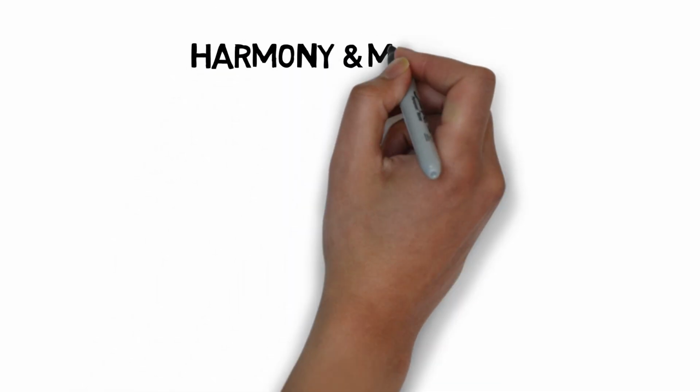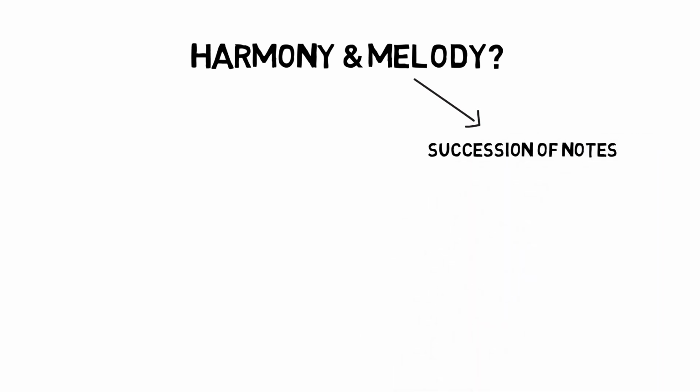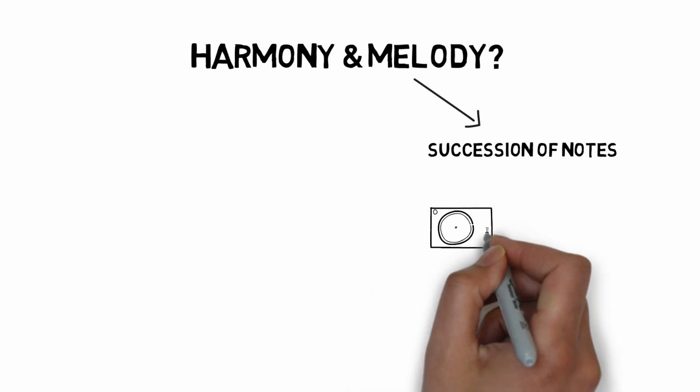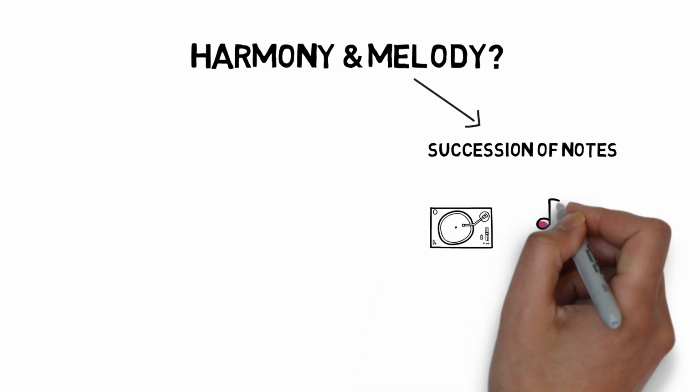What is melody and what is harmony? Melody is a succession of notes arranged one after the other in temporal order. In this song, this is the melody.